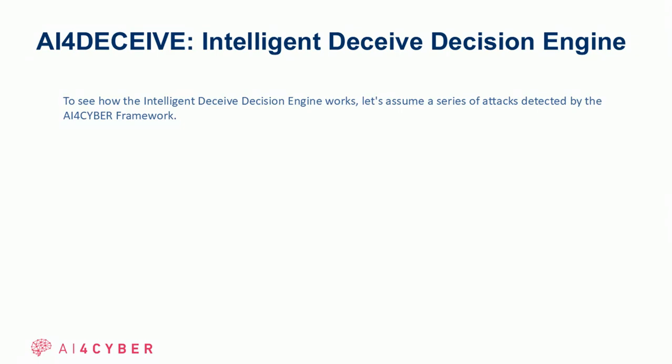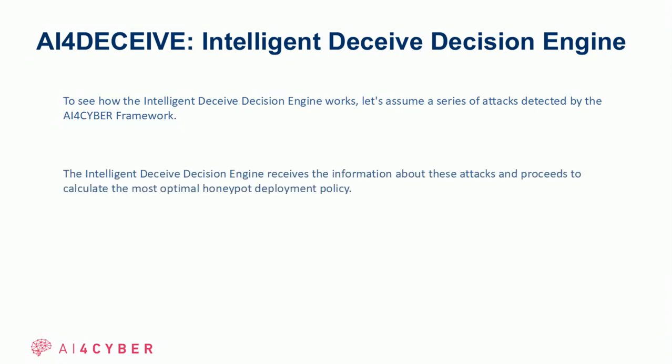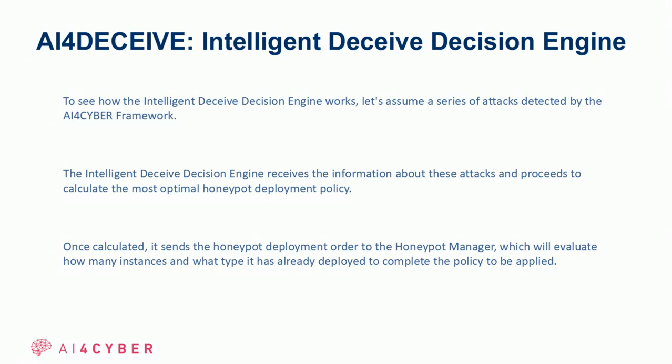To see how the Erkuden.Rios Decision Engine works, let's assume a series of attacks detected by the AI4CYBER framework. The Erkuden.Rios Decision Engine receives the information about these attacks and proceeds to calculate the most optimal honeypot deployment policy. Once calculated, it sends the honeypot deployment order to the Honeypot Manager, which will evaluate how many instances and what type it has already deployed to complete the policy to be applied.